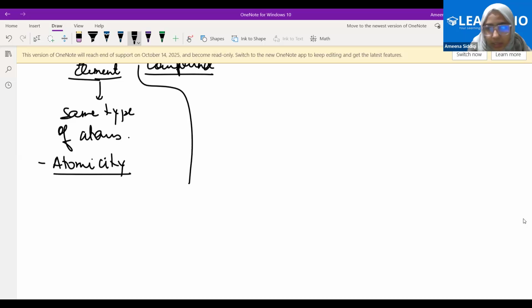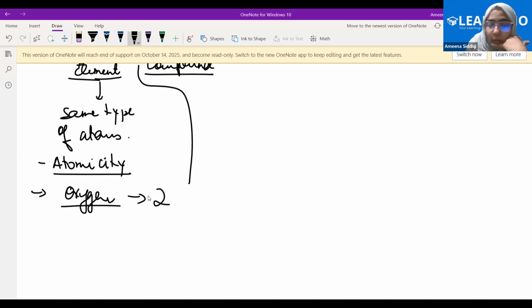Atomicity. What is atomicity? Amar, camera on. The number of atoms combining together to form one molecule of that element. So therefore we have the atomicity for oxygen. What is the atomicity for oxygen? O2. Two, ma'am.